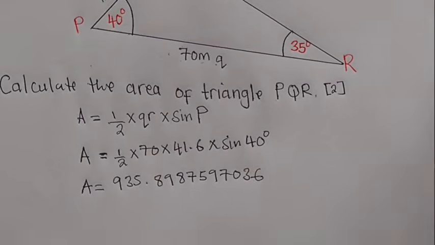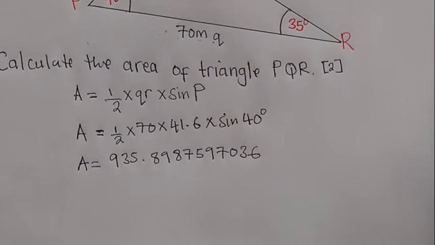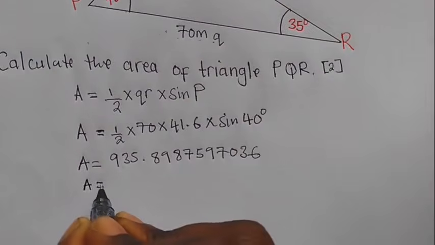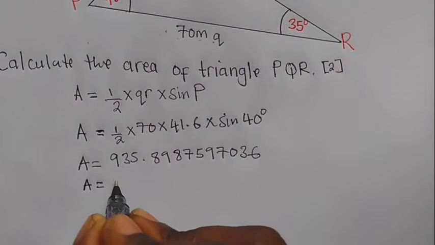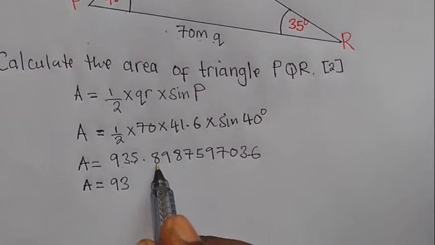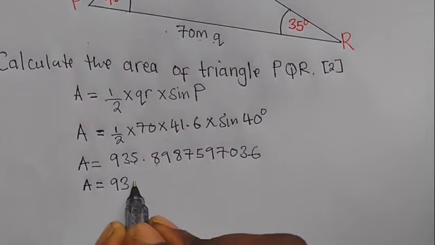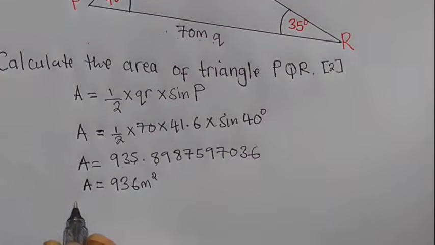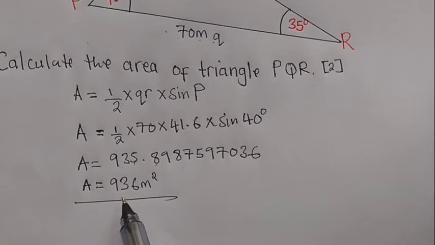From here, I need to leave my answer correct to 3 significant figures. So therefore, area equals 1, 2, 3, so I'll write 9, 3. Now this 5 will be rounded off by this 8 because it's greater than 5, so this will be a 6. What units are we using? Meters square. So this is our area. The area is equal to 936 square meters.